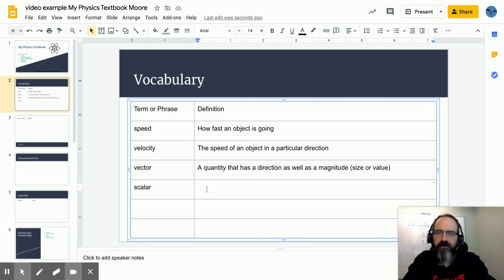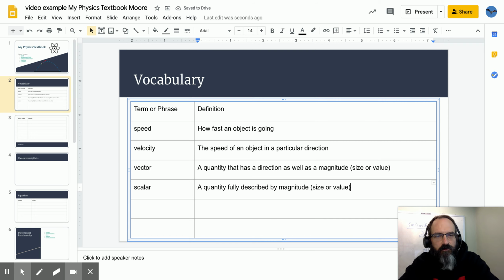So, that leaves us with a scalar, which is a quantity fully described by magnitude. And again, size or value. So temperature is a great example of a scalar quantity. It's 57 degrees Fahrenheit. There's no direction. We are fully describing the temperature out there by its magnitude.